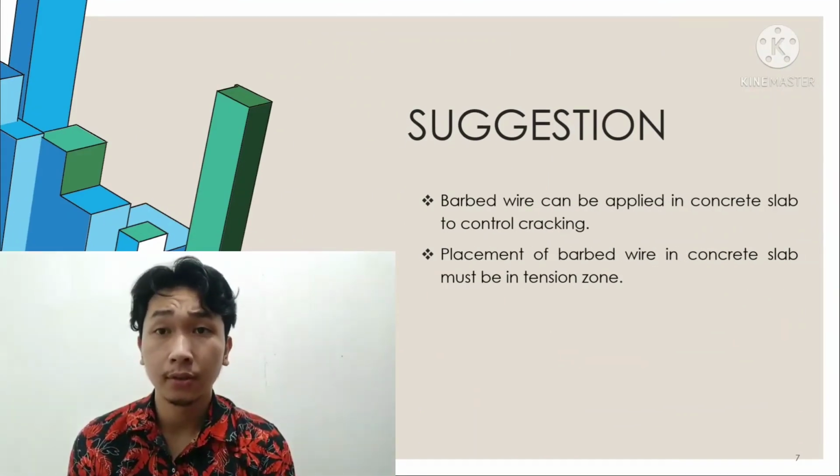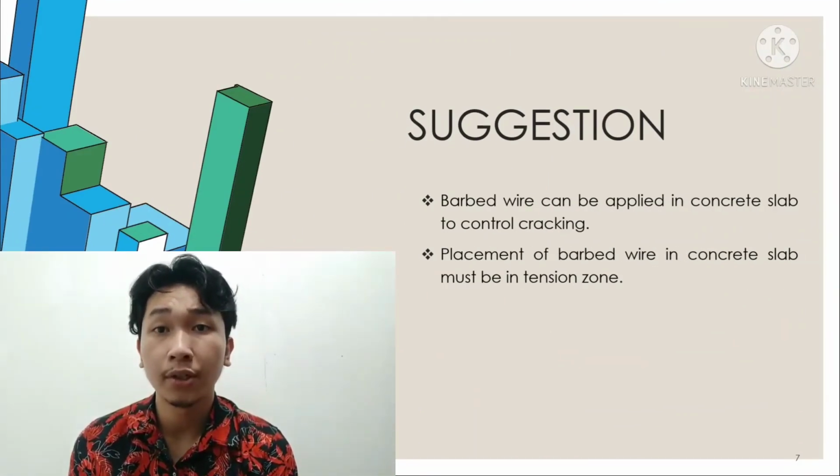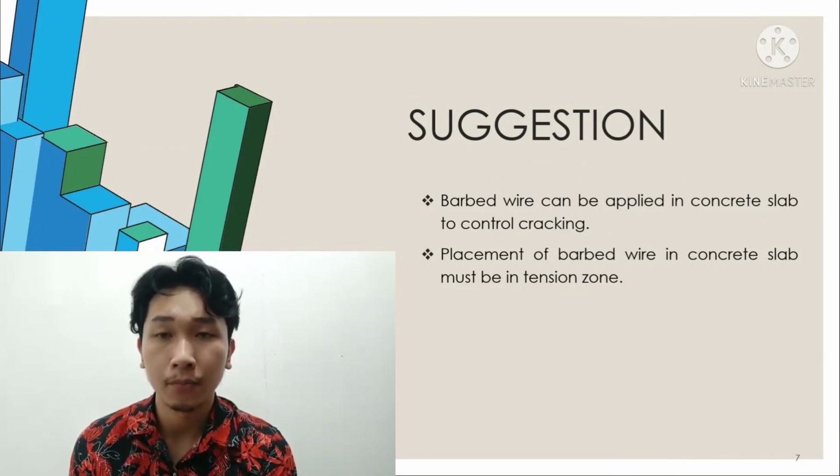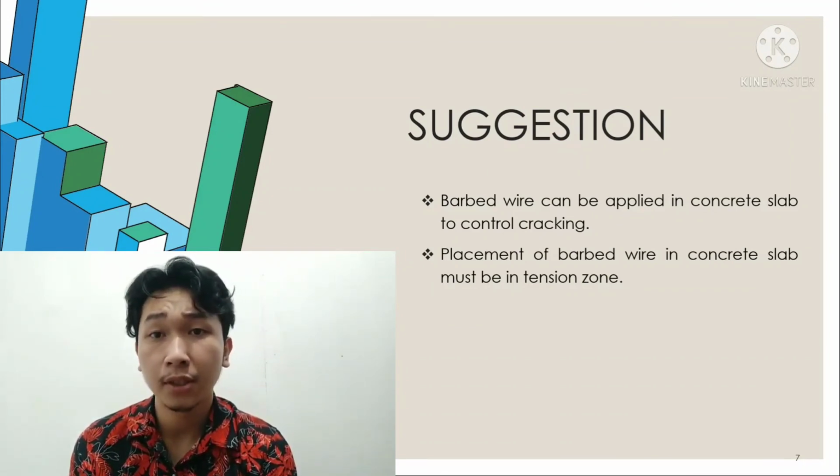Moving on to suggestions, to ensure that the barbed wire can reach its full potential, it must be put in the tension zone of the concrete beam to increase its ductility and strength. Barbed wire can also be applied in concrete slabs. Using the same concept as the concrete beam, barbed wire can control and slow down the cracking rate of concrete, hence minimizing the damage.